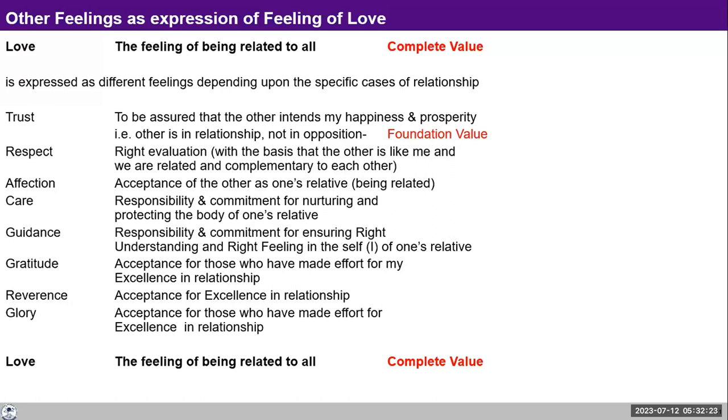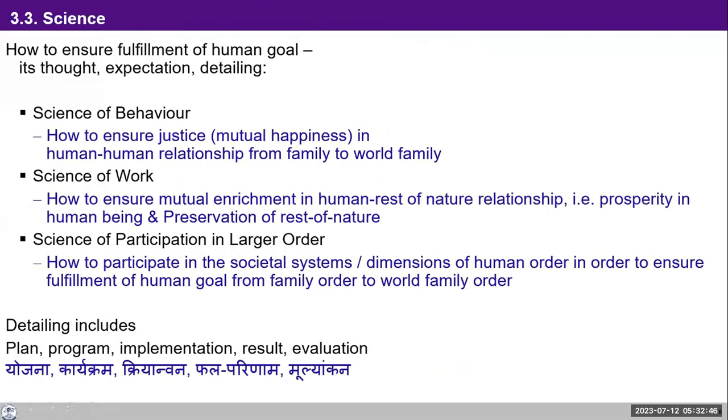When we say science of behavior, it has to do with our interaction with people, when we interact with others in human-human relationships, that is referred to as behavior. So how to go about doing it in a fulfilling manner. When we talk about our interaction with nature, human being with the rest of nature, that is referred to as work, working with nature. Again, science would be about how to ensure that this is mutually enriching, mutually fulfilling. So we said there is science of behavior, science of work, and science of participation. Participation has to do with when we are participating in a larger system, in the societal system.